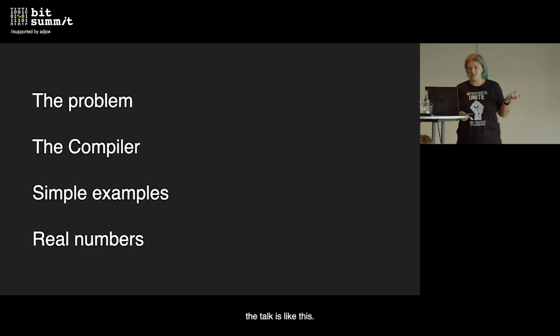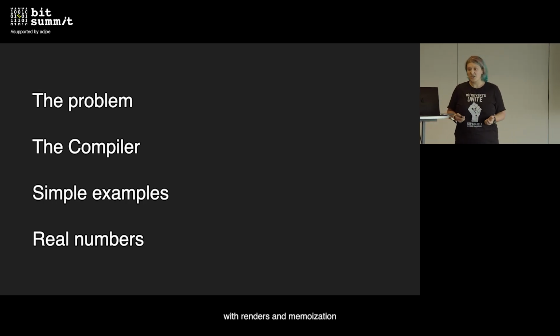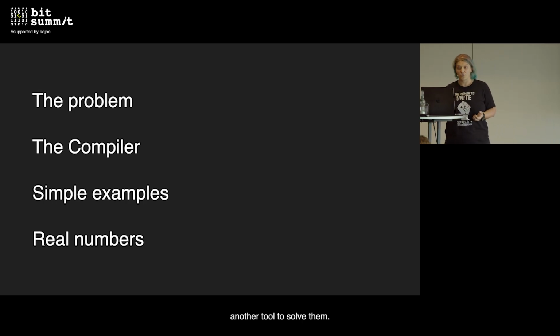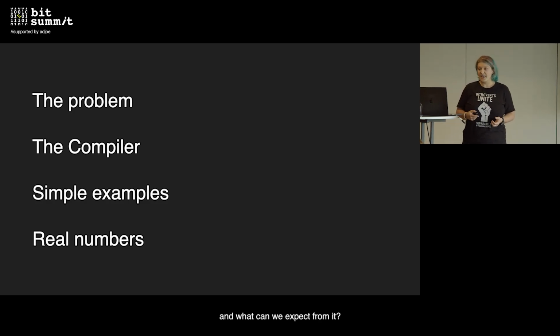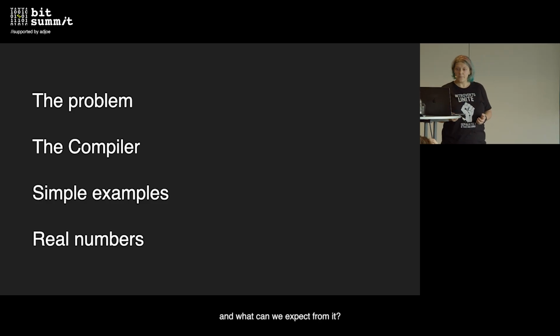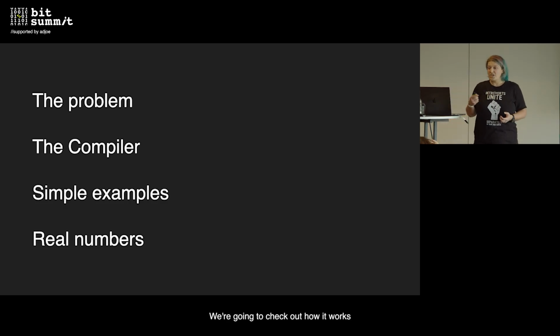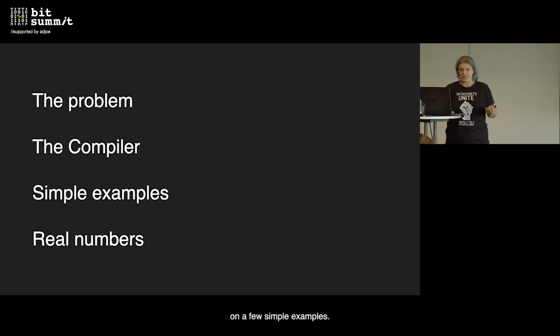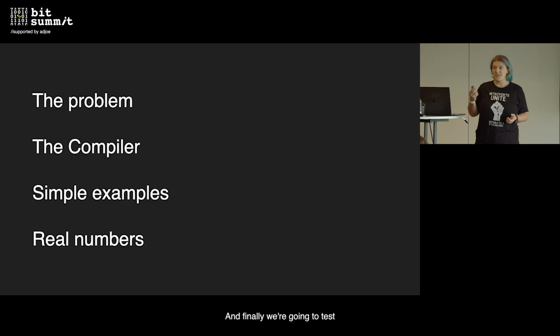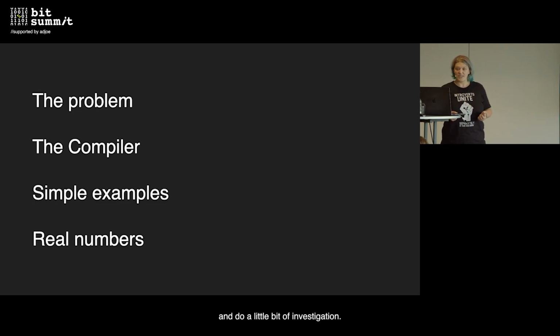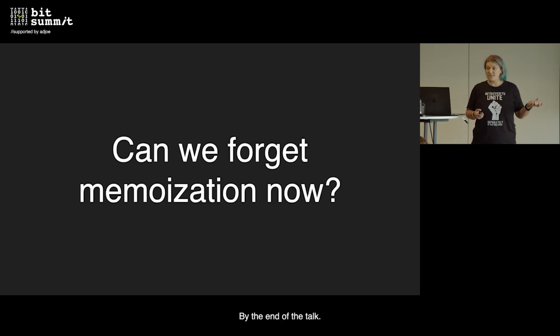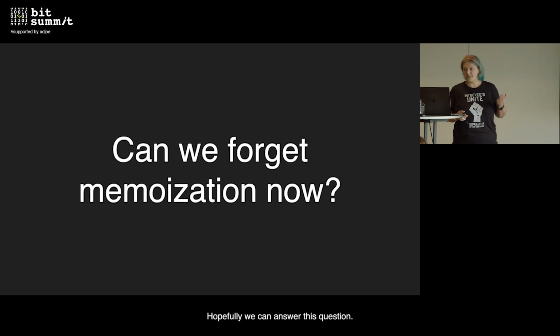So the structure of the talk is like this. What is the problem with re-renders and memoization, and why do we introduce yet another tool to solve them? What is this compiler to begin with, and what can we expect from it? We're going to check out how it works on a few simple examples. And finally, we're going to test the compiler on real code, see some numbers, and do a little bit of investigation. By the end of the talk, hopefully, we can answer this question: can we forget memoization now?